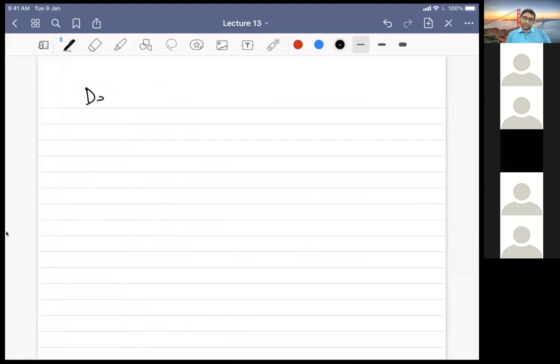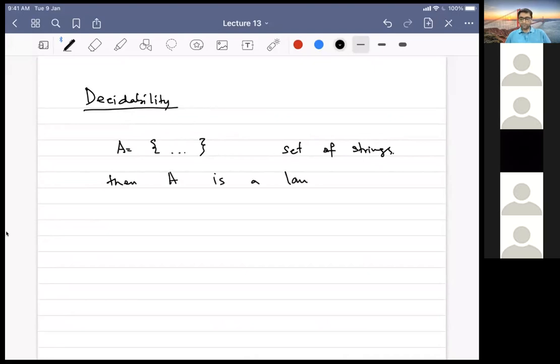So this decidability is an important thing that we will be talking about a lot from next class onwards. So how it will come. For example, I say that A is a set, and I would define this set somewhere. A must be a set of strings. If A is a set of strings, then A is a language. We will define this A in many different ways.